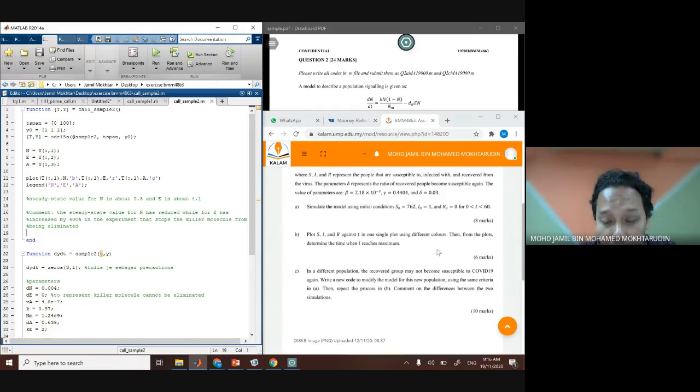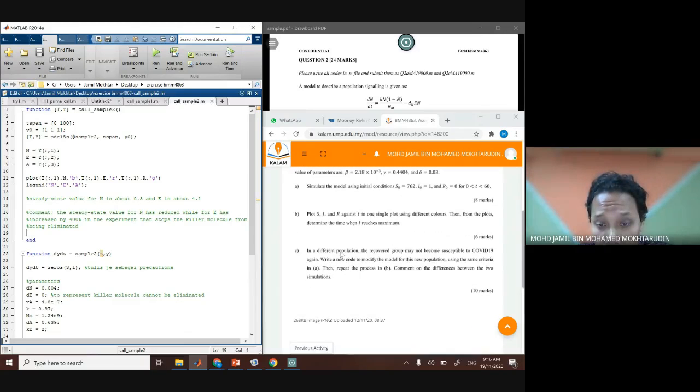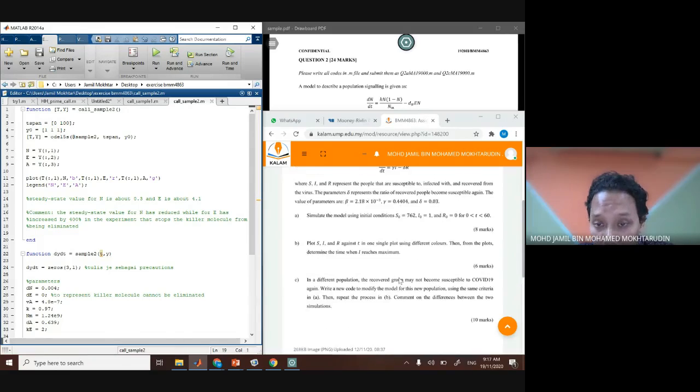Just roughly determine, okay? And then question C, in a different population, the recovered group may not become susceptible to COVID-19 again. Ni kena tengok balik statement ni, nak tukar apa. So here, dia dah bagi clue, delta here represents the ratio of recovered people who become susceptible again. So tukar sikit code, and then repeat the process in B and comment on the difference between the two results, okay?